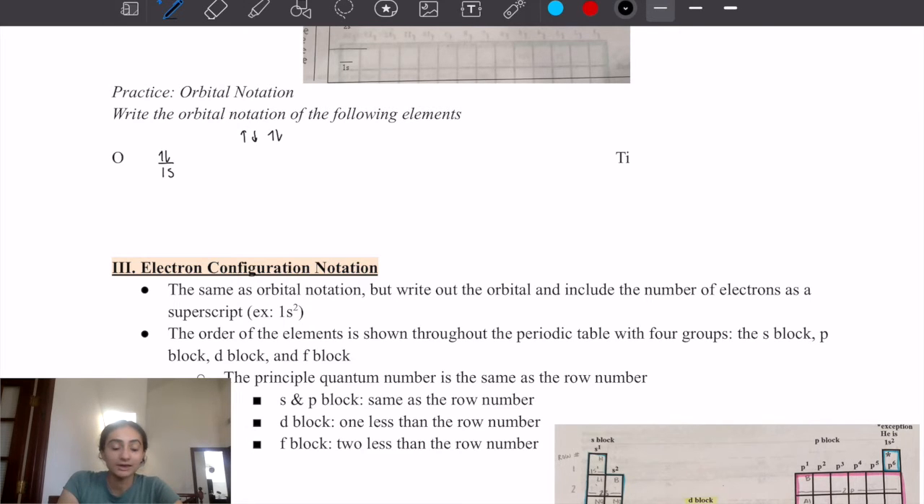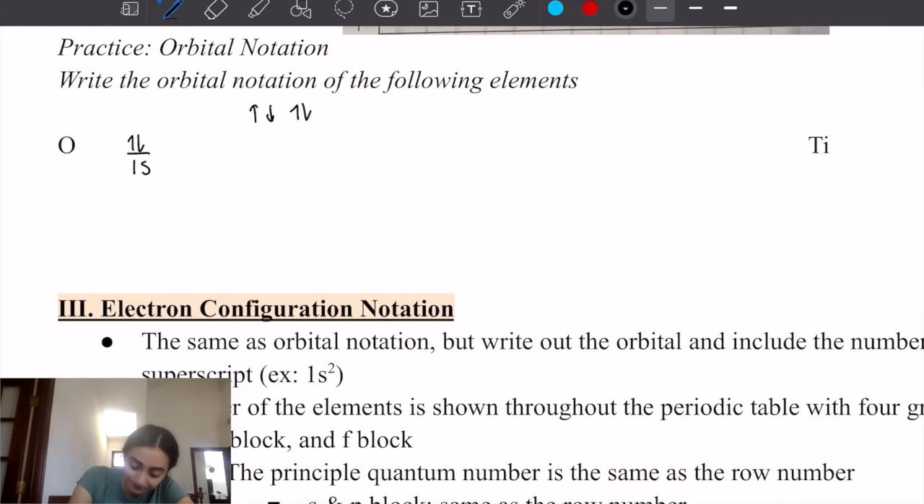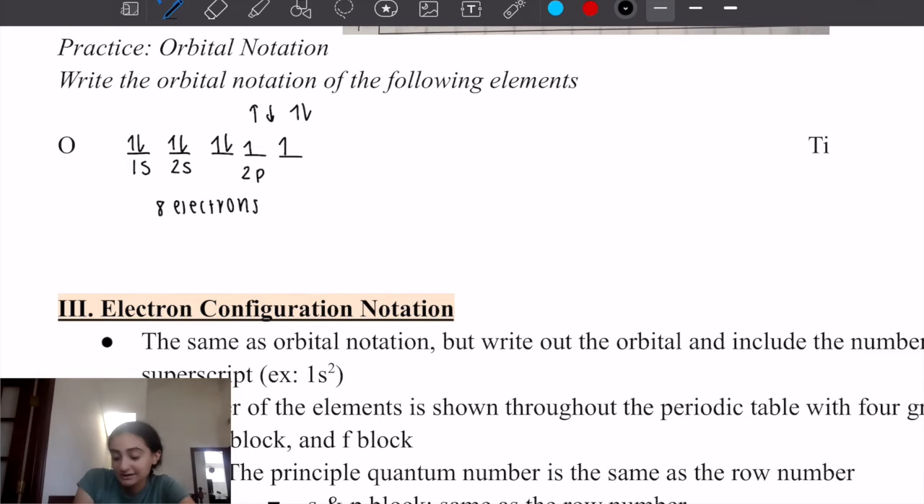So if n is 2, the angular momentum quantum number can be 0 or 1, which means there will be s orbitals and p orbitals. Next comes the 2s orbital, which has 2 electrons, and then we have the 2p orbital. And oxygen only has 4 electrons in the 2p orbital. So if we add all these together, this is 8 electrons, which is the same amount of electrons as oxygen.